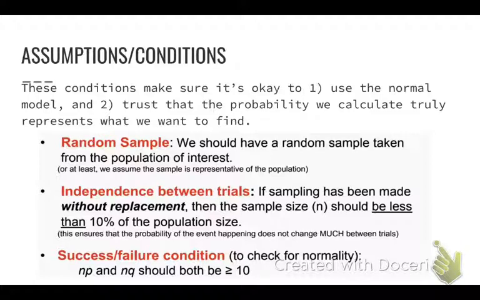Right? So if sampling has been made without replacement, then the sample size n should be less than 10% of the population size. This ensures that the probability of the event happening does not change much between trials. And then we want to check for normality, right?